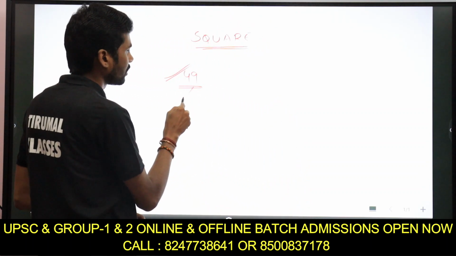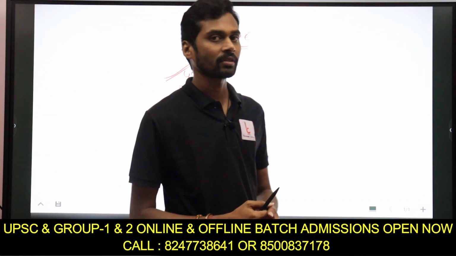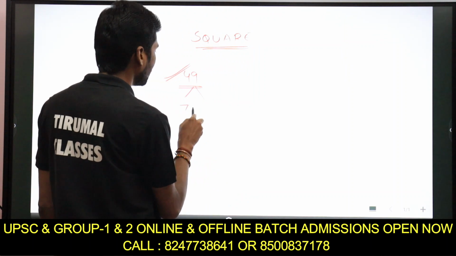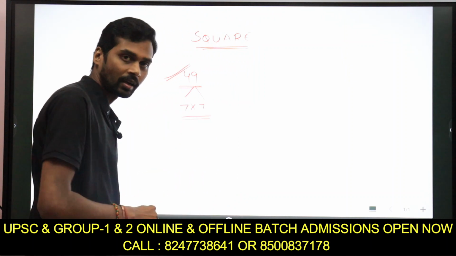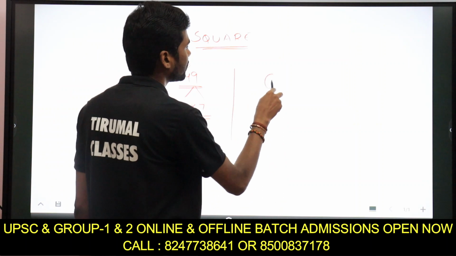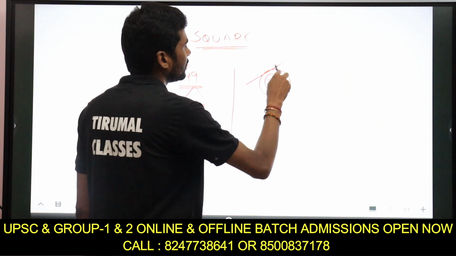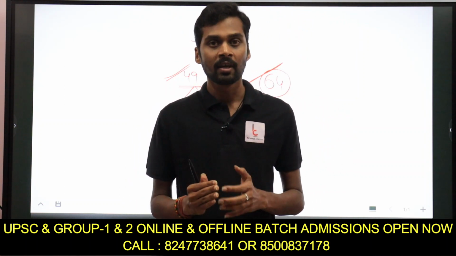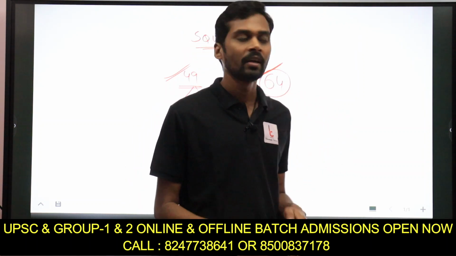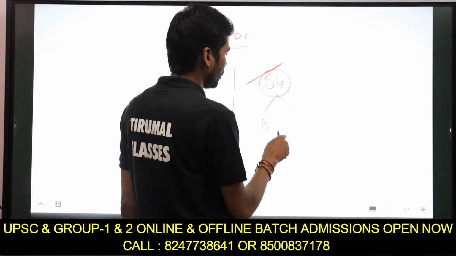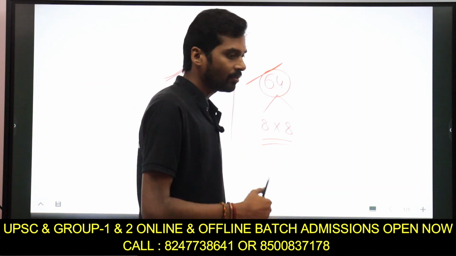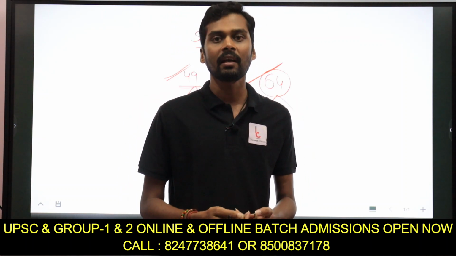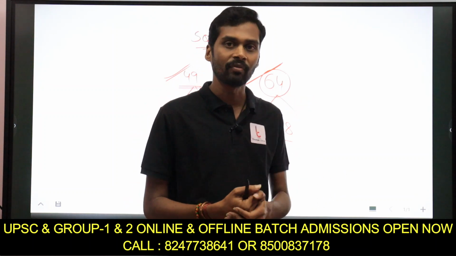Suppose if I take 49, can I write 49 as a product of two similar numbers, two same numbers? Yes, I can write. That is 7 into 7. 7 into 7 is 49. And similarly, if I take 64, I can say that 64 is a perfect square because 64 can be written as 8 into 8, right? So if I write any number as a product of two similar numbers or two same numbers, then I can say that that particular number is a perfect square.